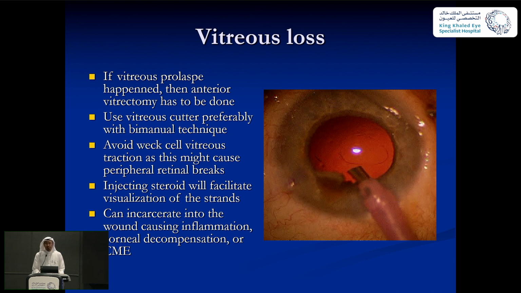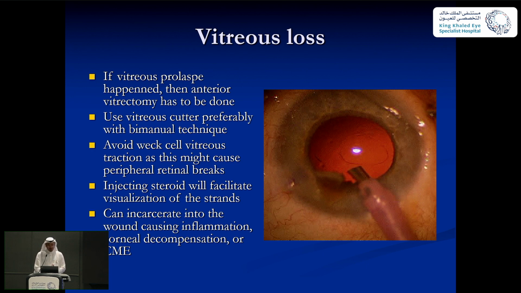I've seen people trying to compress it by visco, trying to get it back and then put the IOL in front of it. But it turned out that it goes through beyond the IOL and goes forward. So whenever you identify there is vitreous, do a vitrectomy.